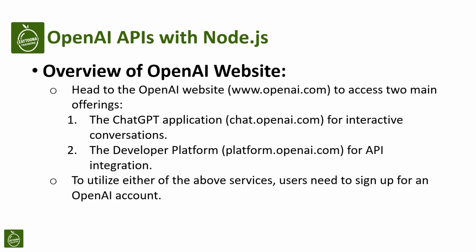Welcome to this lesson. In this lesson, we will explore the OpenAI platform. So if you head to the OpenAI website, www.openai.com, you can access two main offerings. The ChatGPT application, chat.openai.com, for interactive conversations. Then you have the developer platform, platform.openai.com, for API integration. To utilize either of the above services, users need to sign up for an OpenAI account.